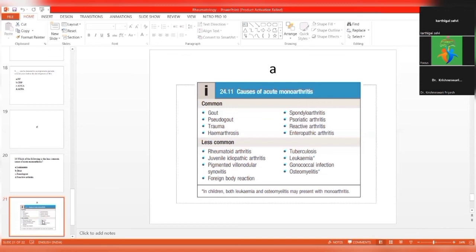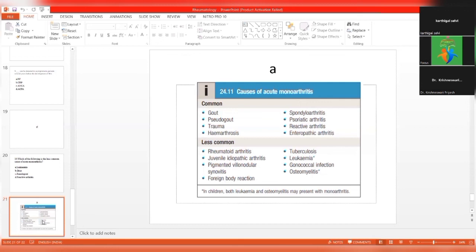Next, less common causes of acute monoarthritis. One is rheumatoid arthritis. It is not affecting a single joint; it is symmetrical joint affection. Next, tuberculosis, known as Poncet's syndrome. Juvenile idiopathic arthritis will be affecting more joints, polyarthritis. Next, leukemia. Then pigmented villonodular synovitis, gonococcal infection, osteomyelitis, foreign body reaction. So these are the less common causes of acute monoarthritis.